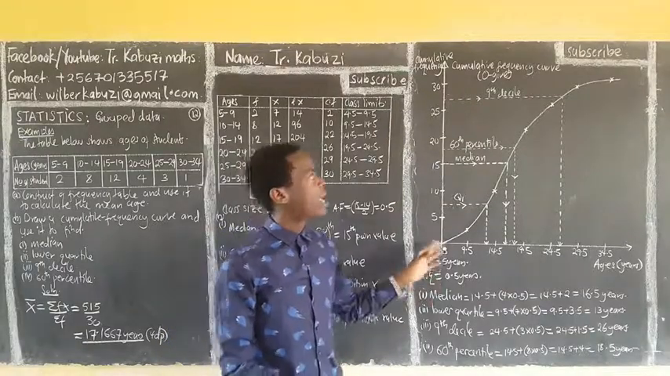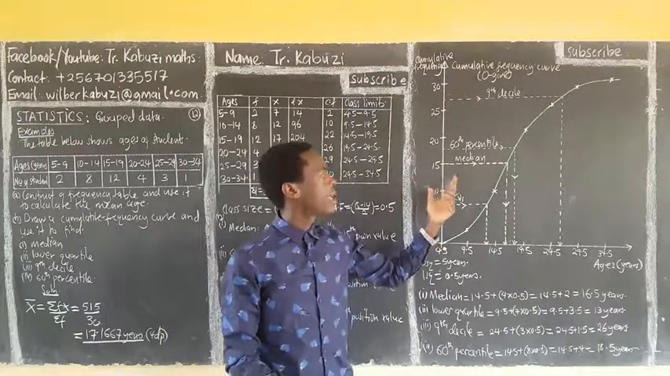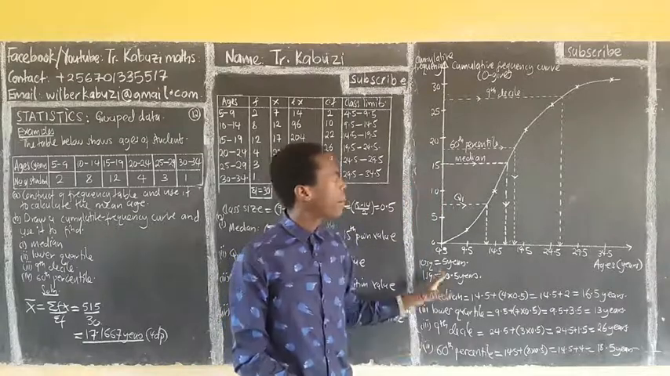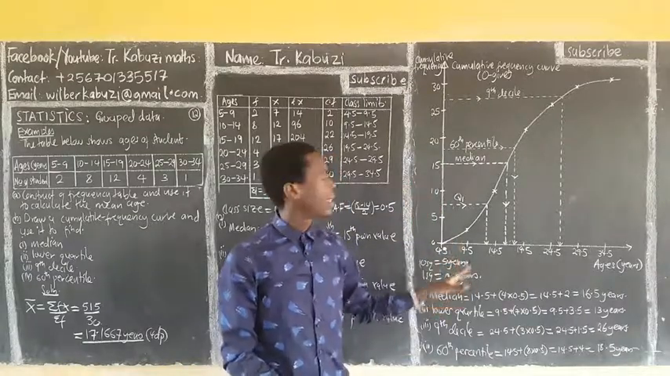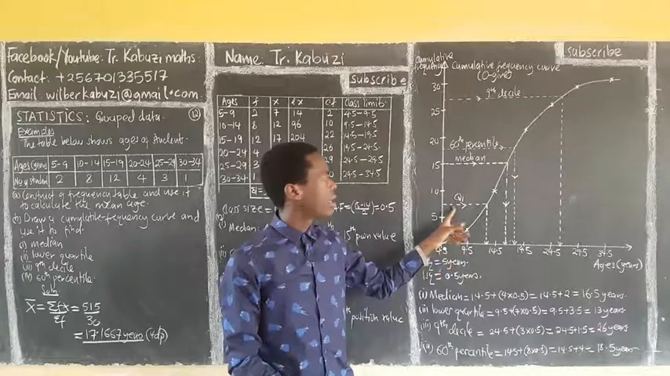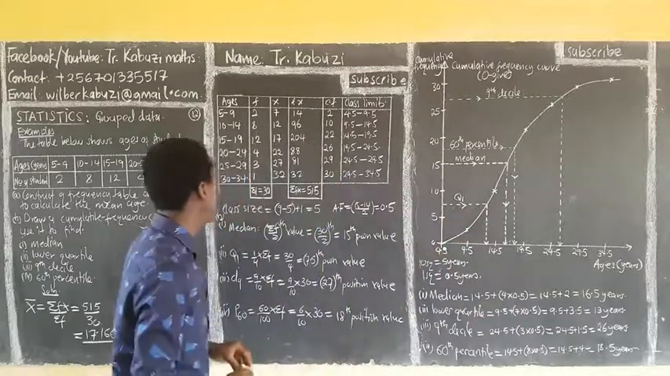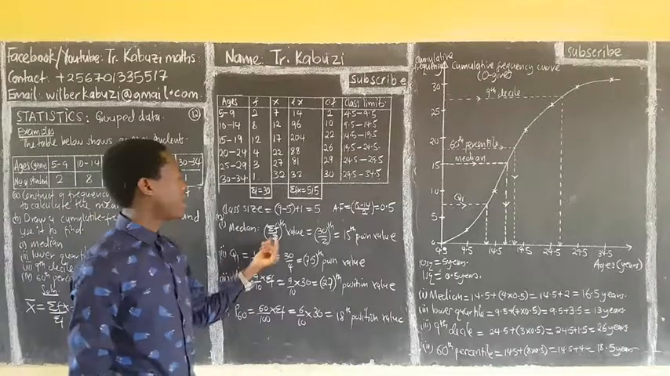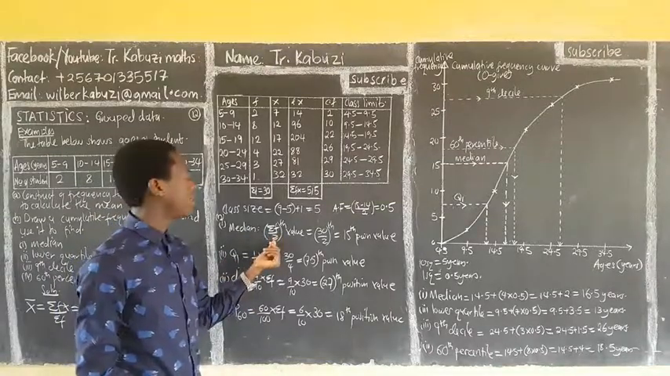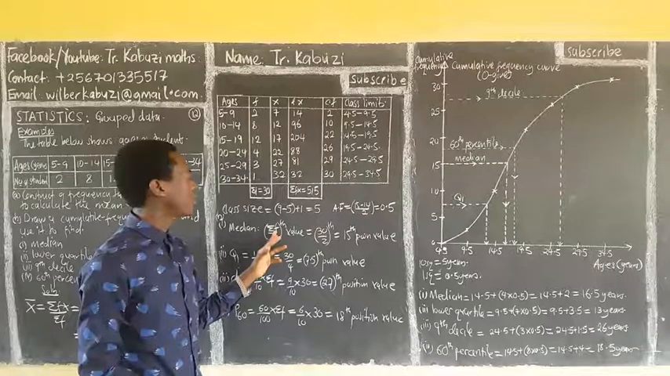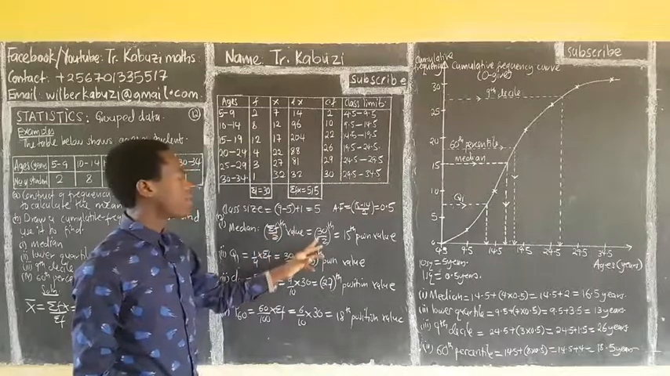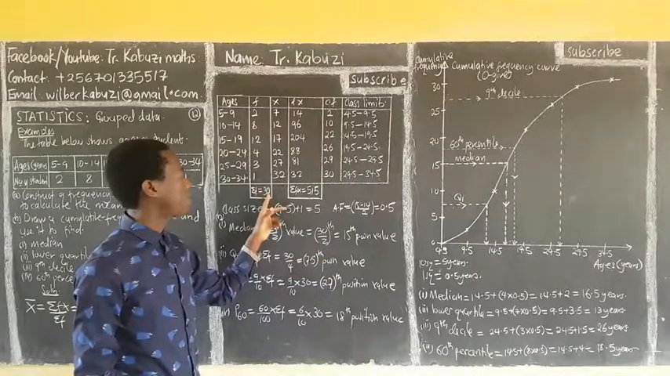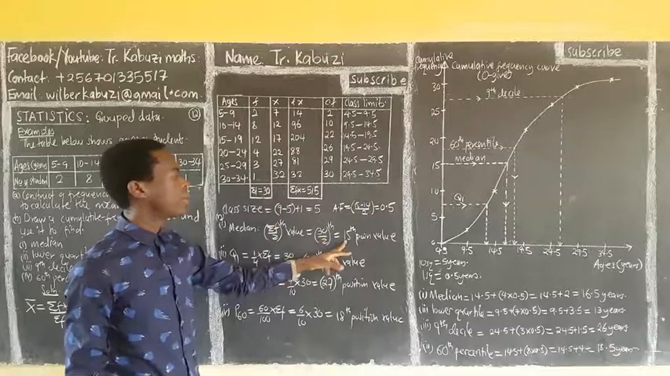So how do we use it now to find the deciles, the percentiles, and then the median? After plotting it, that's how we plot it. Now, in our formula, remember, when we are calculating the median, the summation f is divided by 2. So if we compute this, our summation f is 30 divided by 2, which is the 15th position value.